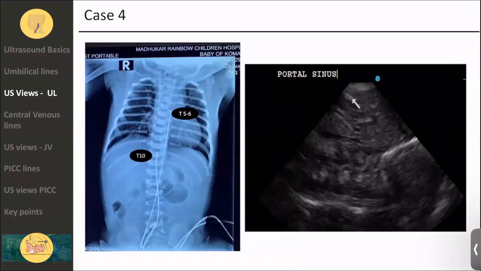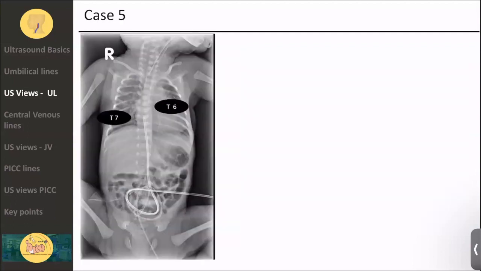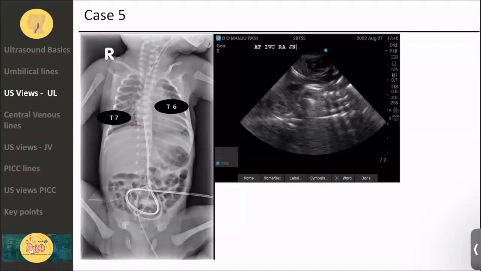So in this case, the UVC tip is here. We don't know whether it's in the proper place or not. I do not know how people will interpret it. It's shown at T10. In many studies, T10 was the right place, but your ultrasound will be a good guide. You see that in the ultrasound, the tip was in the portal sinus. So it's not in the right place. We need to pull it down. In this one, it is above the diaphragm. So it may be proper, it may not be proper.